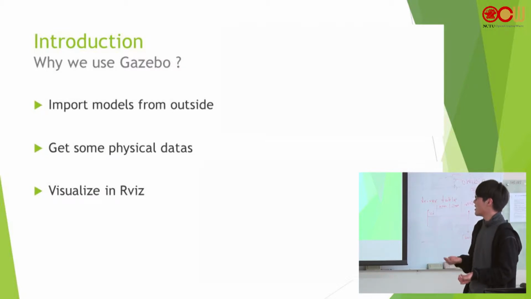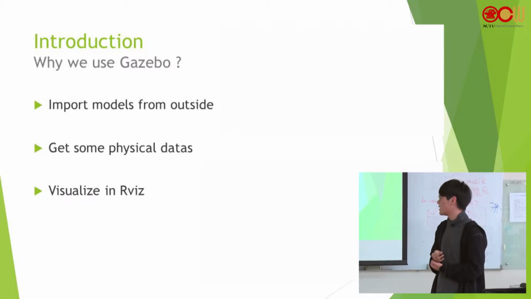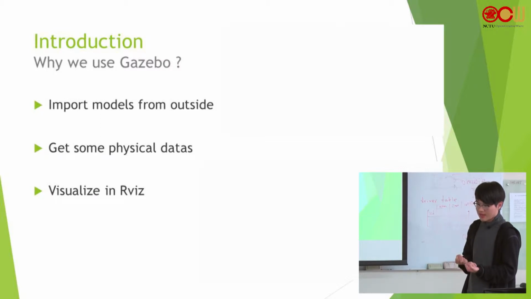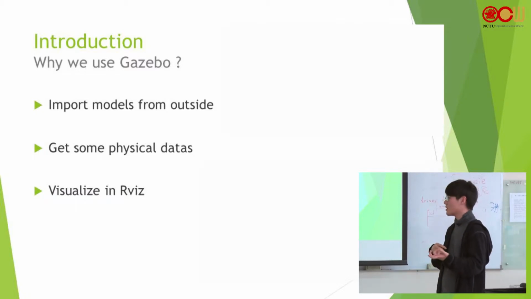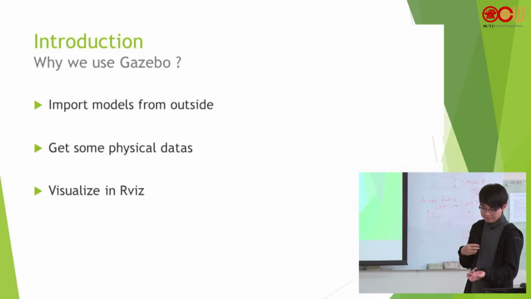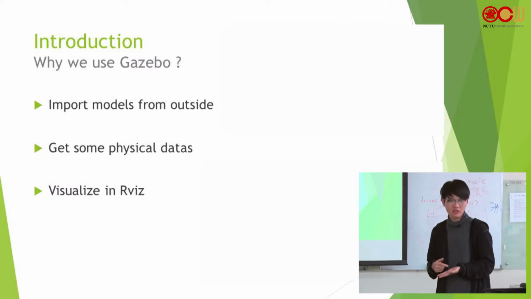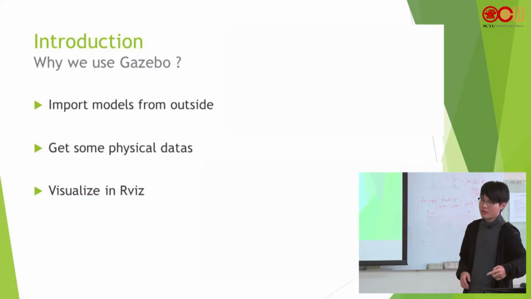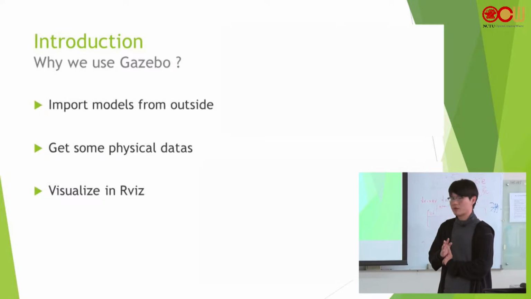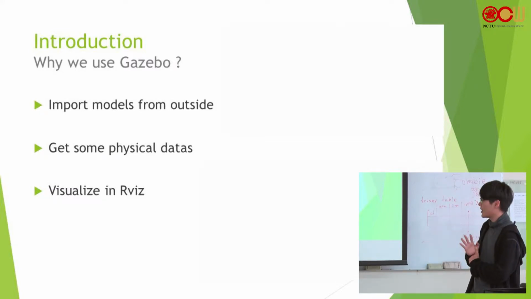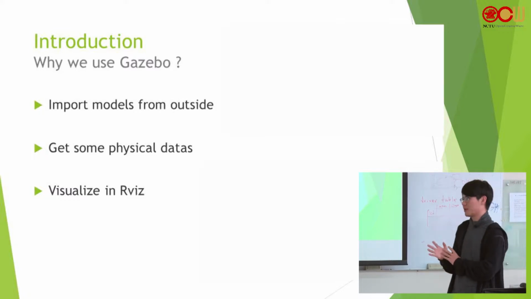Just do it. And also, you can get some physical data. Like today I need to test my car carrying a 10 kg object, and you can just add some code inside, like my car carries a 10 kg object, running around here, and get some data from it. And also it has a good relationship with RViz. You can just run Gazebo and get some visualizations in RViz.